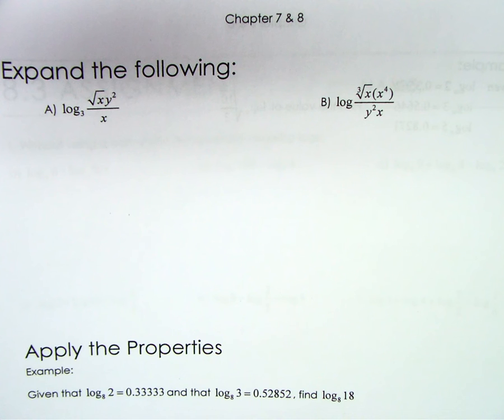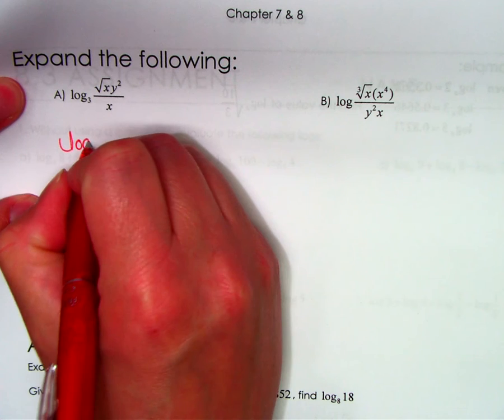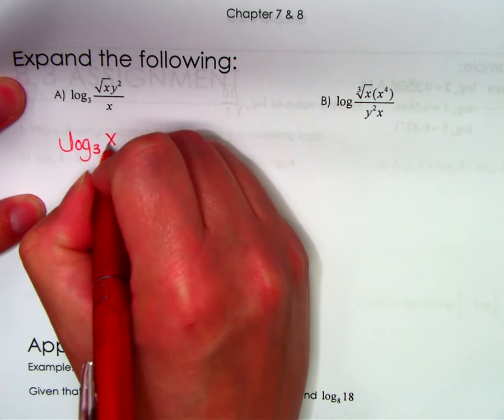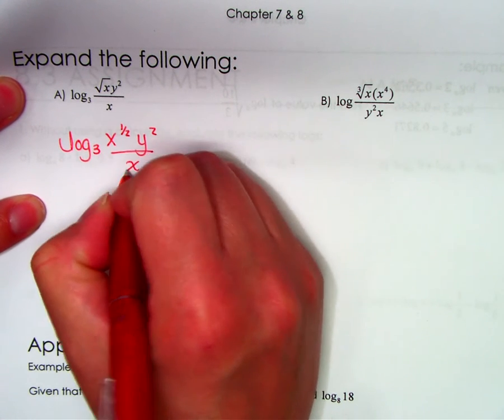I think the first thing I would do is get rid of my radicals and change them into exponents. So, log base 3 of x to the exponent 1/2 times y squared over x.